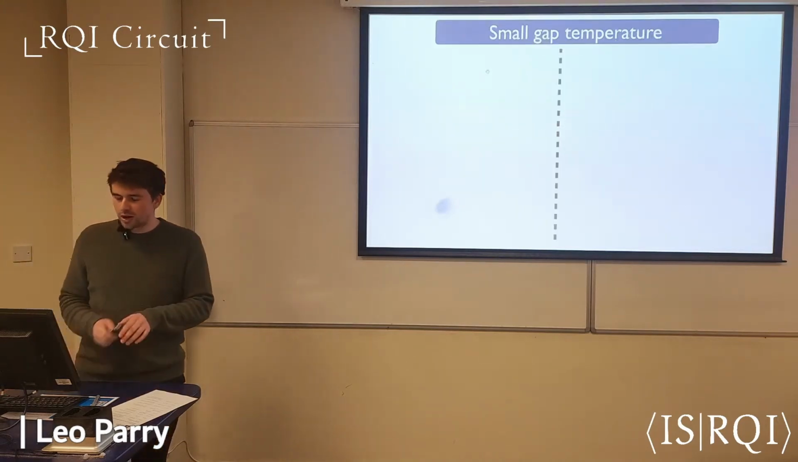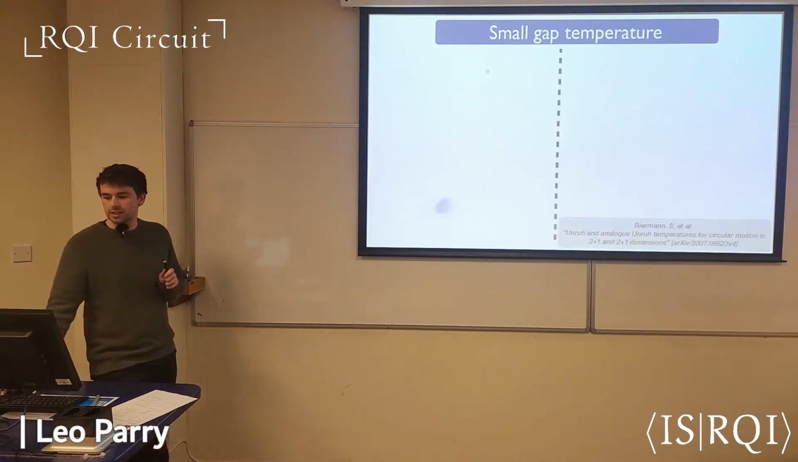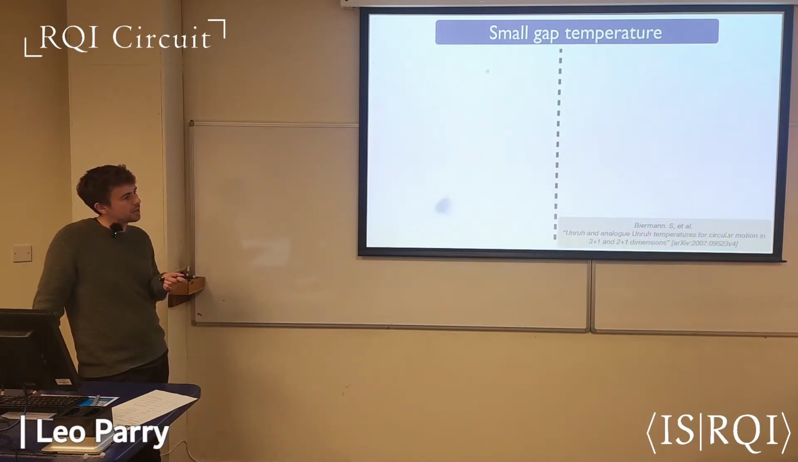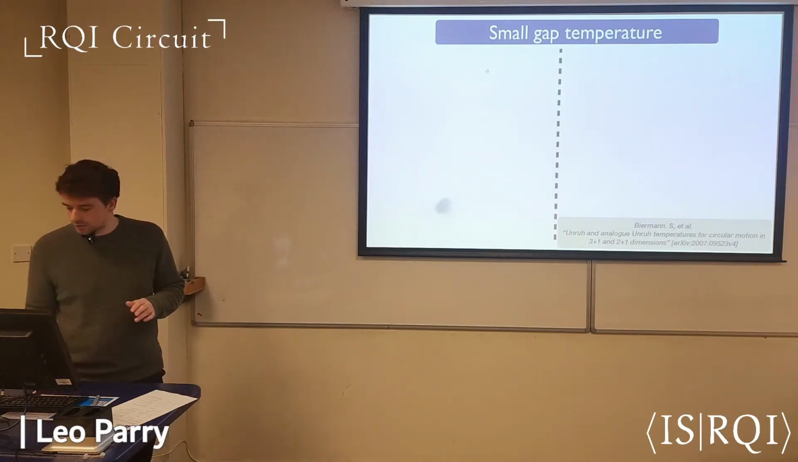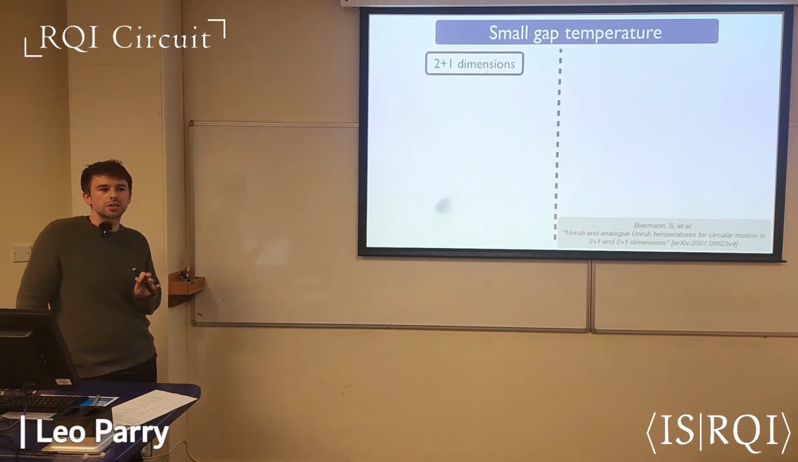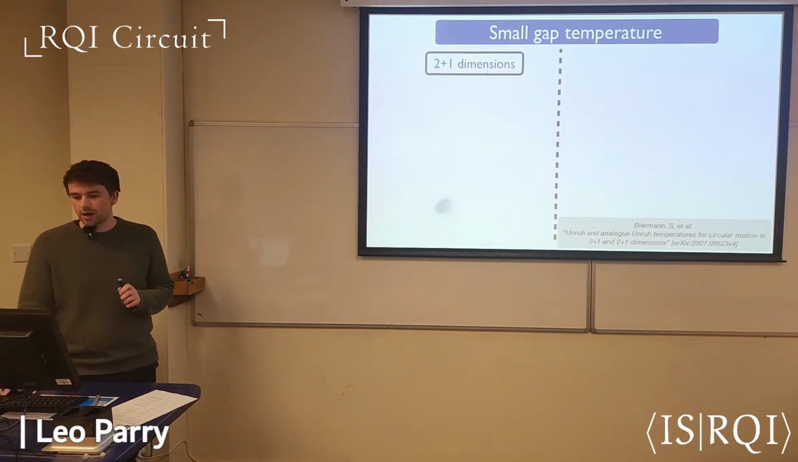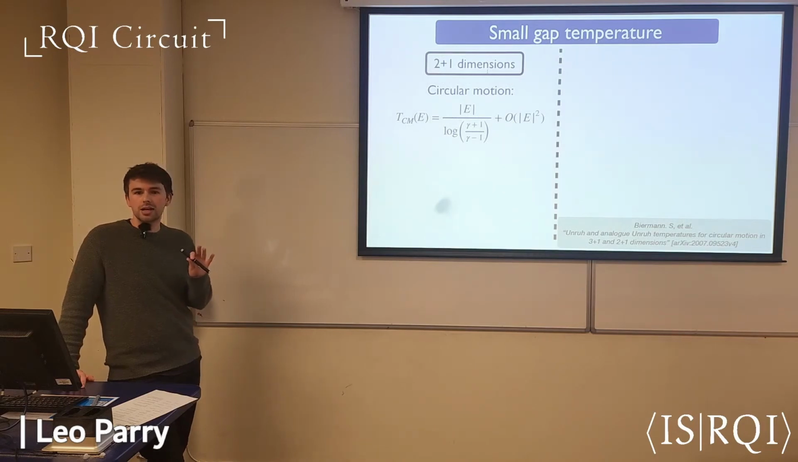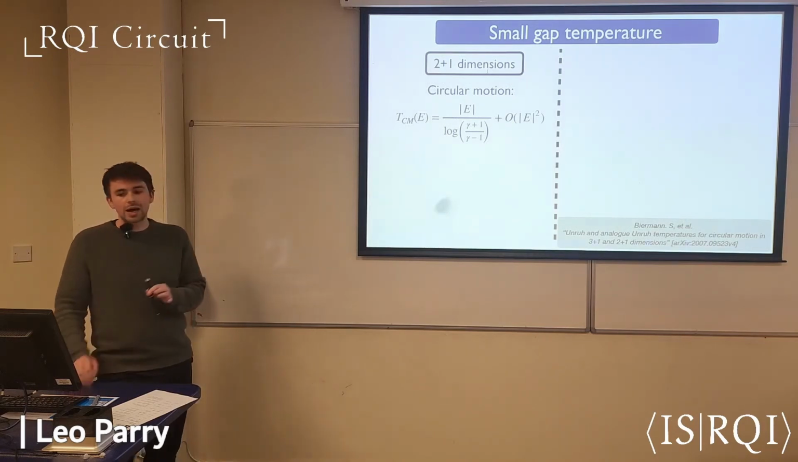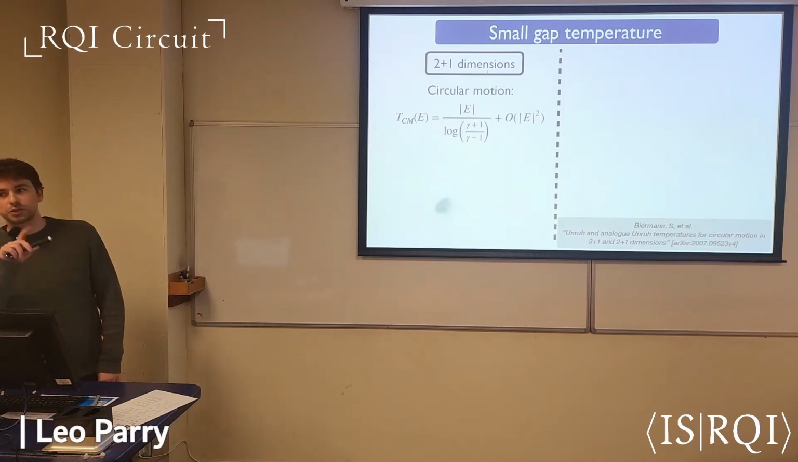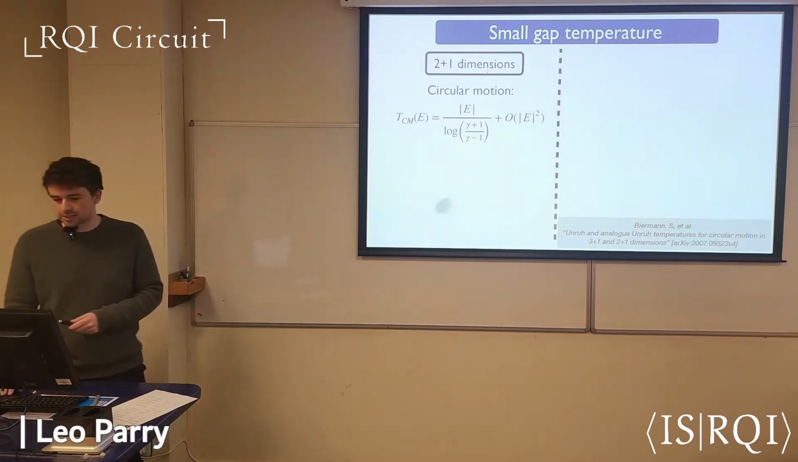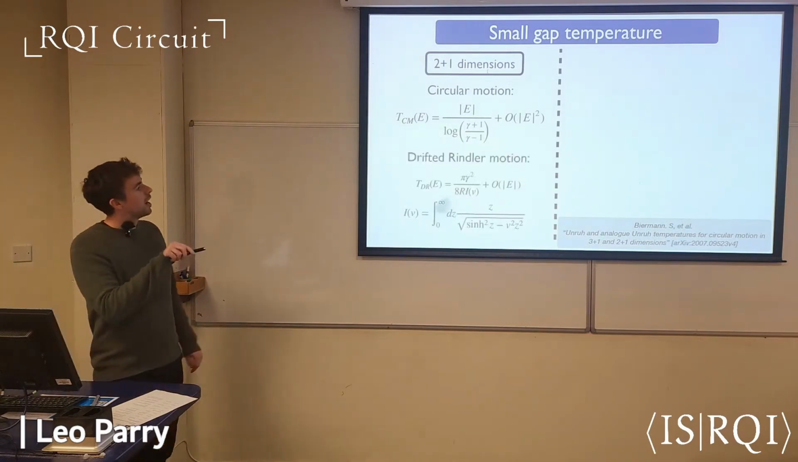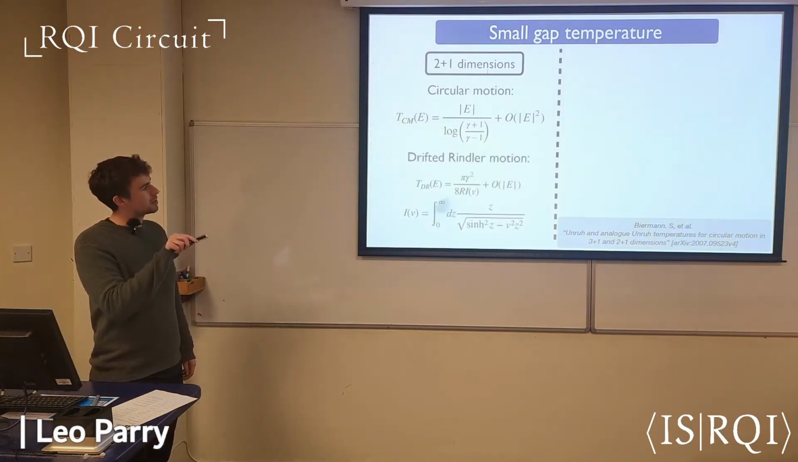Now, there's also the small gap, and it was found in this paper, which was done by lots of people here at Nottingham, that if you consider 2 + 1 dimensions, circular motion, and you take the small gap limit, we find that the temperature is linearly proportional to the gap as e goes to 0. So we find that the temperature is vanishing as e goes to 0. So we asked, well, is this also true with drifted Rindler motion? Does it also vanish in the e goes to 0 limit? And we found that, no, it doesn't. It's a constant in the e goes to 0 limit.